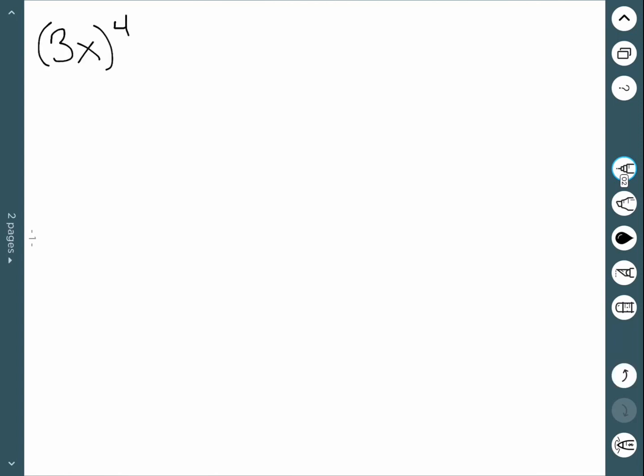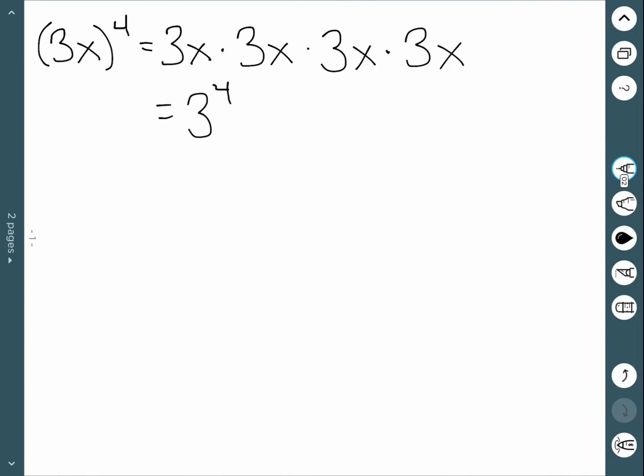For our first one, let's start with an example. Here we have 3x to the fourth. So using our properties of exponents, we know this means 3x times itself 4 times. And now that we have that, we can notice that we have 4 3's, which would be 3 to the fourth, and then we also have 4 x's. So an x to the fourth. So (3x) to the fourth power is 3 to the fourth x to the fourth.